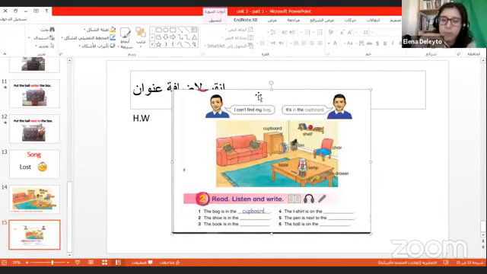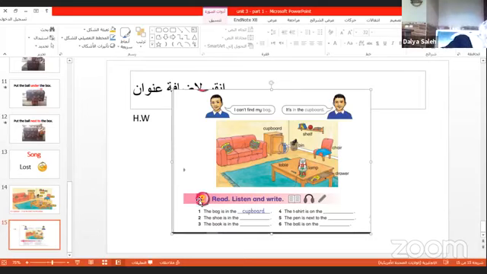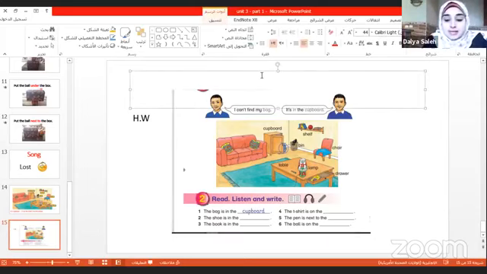Now end with the homework. So this is the homework. Exercise number two, page number 16 of the student's book.